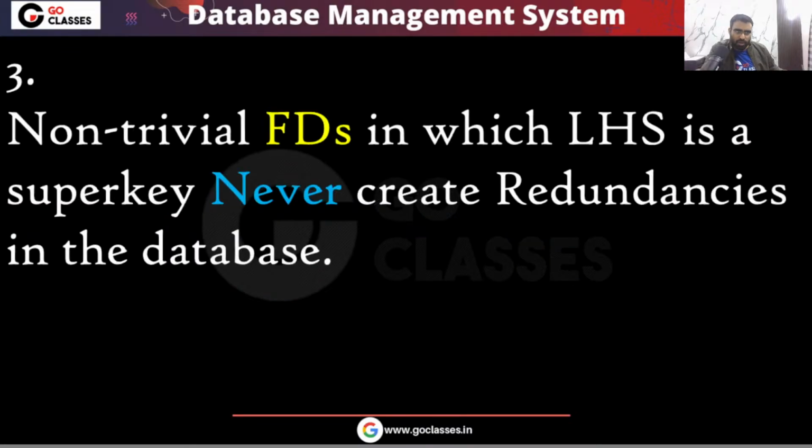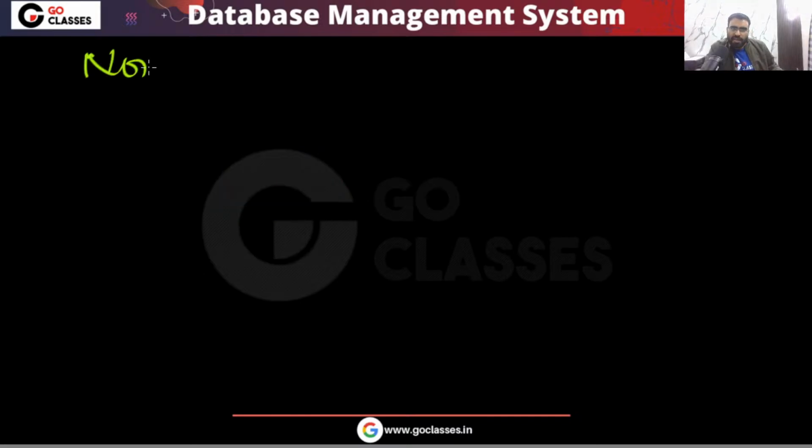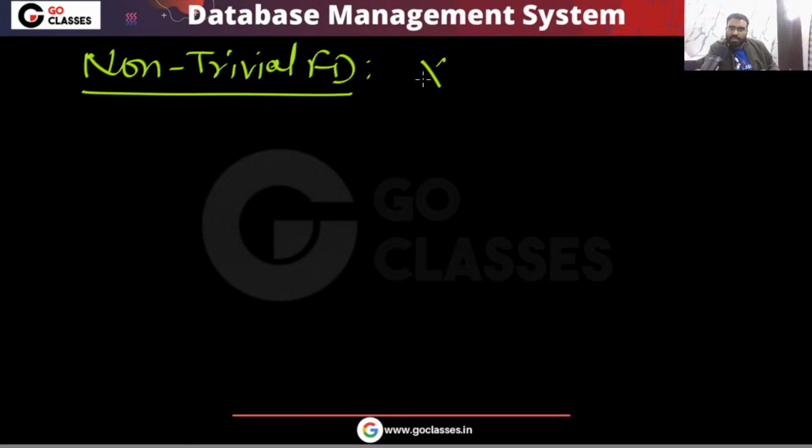Now one more interesting point. Non-trivial functional dependencies where the LHS is a super key never create redundancy in the database. And the reason is very simple. Because if you have a non-trivial FD, X determining A, where X is a super key, let's assume X is a super key, then because of this functional dependency there will be no redundancy in the table.